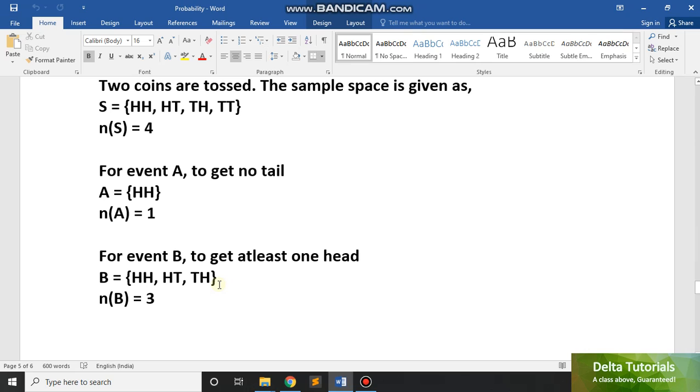See, we have not written TT because it does not have any head in it. So in all these three outcomes we have at least one head. In the first outcome there are two heads, which is allowed because the condition is for at least one head. So at least one is present, so these are allowed. So from this, n of B is equal to 3, as there are 3 sample points in the event B.